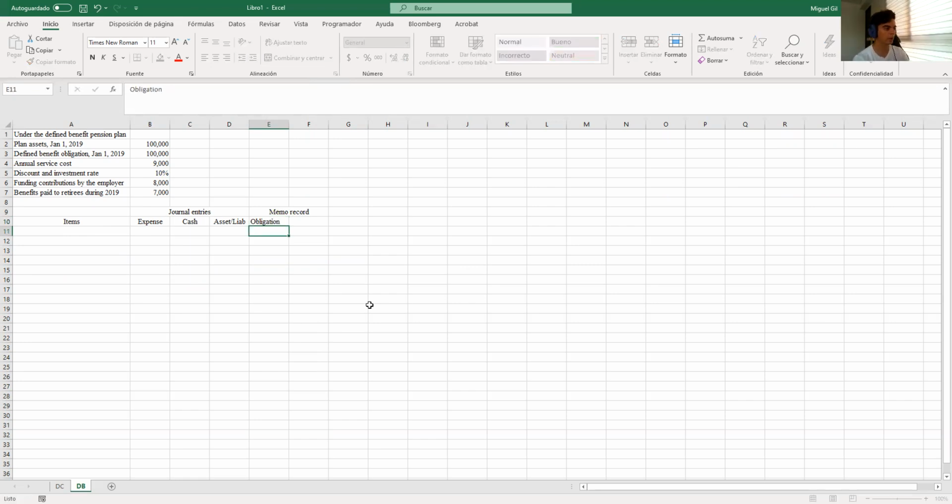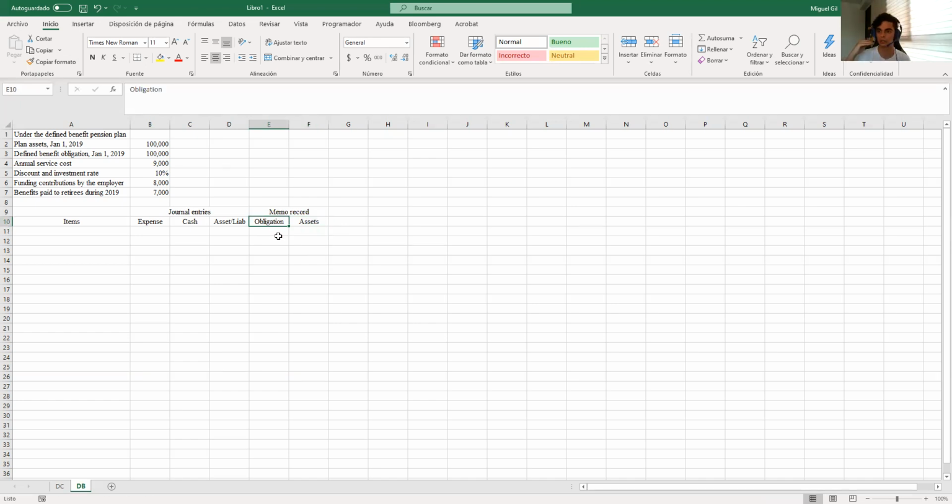So I will write two columns. One is for the obligation and the other one is for the assets. So I was telling you that the company sends the money to an external fund, a management fund, and that money is received in here in the asset, right? So this column accounts for the assets of that fund, right? So if the company pays 10,000 pesos, that 10,000 pesos will appear in here as assets, okay?